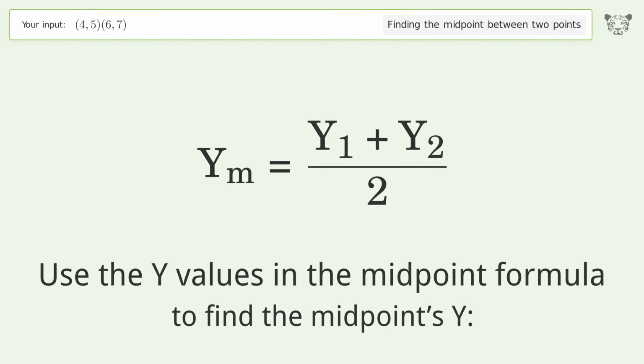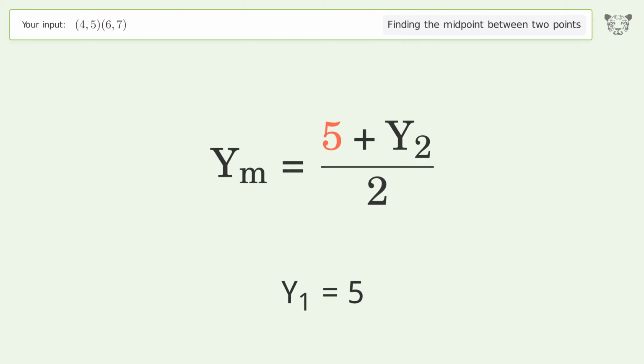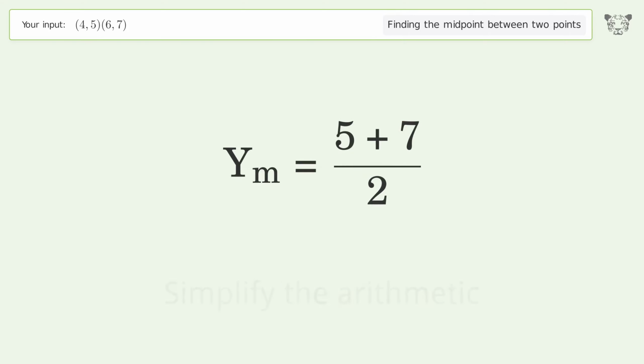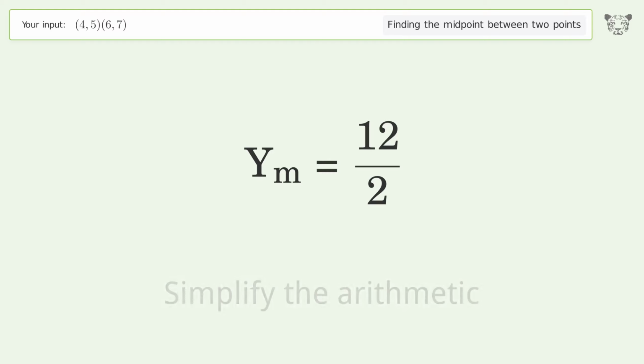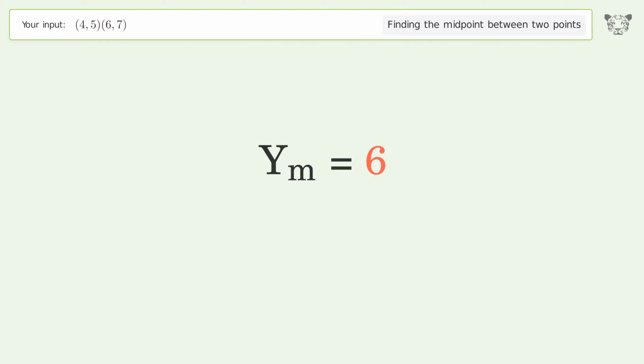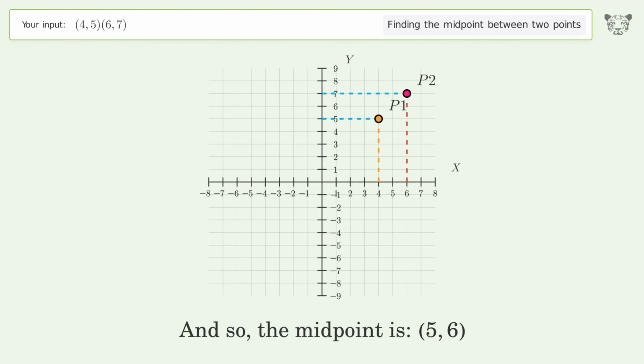Use the y values in the midpoint formula to find the midpoint's y. y1 equals 5. y2 equals 7. Simplify the arithmetic. And so, the midpoint is 5, 6.